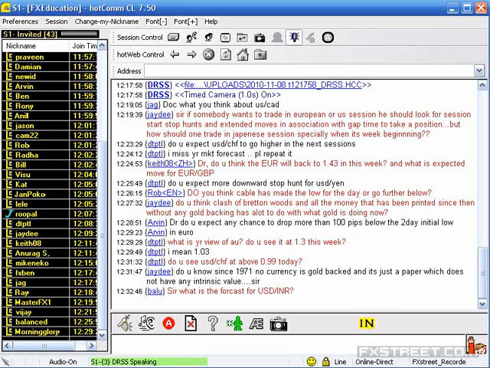Then DTP asks, do you see USD CHF above 0.99? Currently it is trading around 0.96. By tomorrow we should be able to see the 0.99 area.